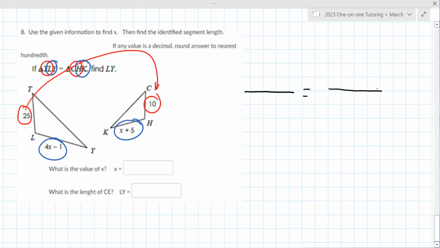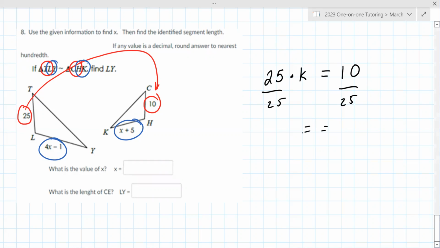Unfortunately, it's not, well, I take that back. Why don't we do it the way we've been doing? Let's do the K thing, because I think that's probably gonna be more clear for you. Yeah, I like that better. 25 times K equals 10. That's going from this one on the left to the one on the right. Divide by 25. K equals 2/5. Divide both of those by 5.